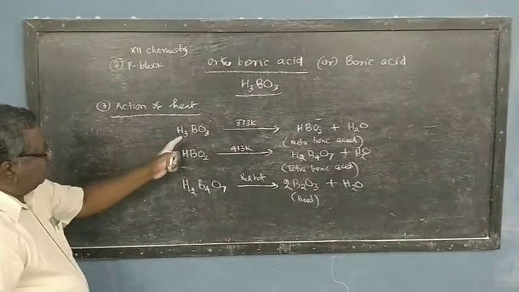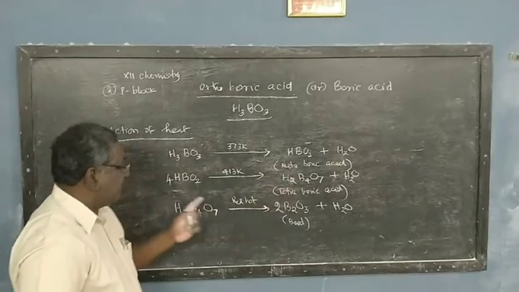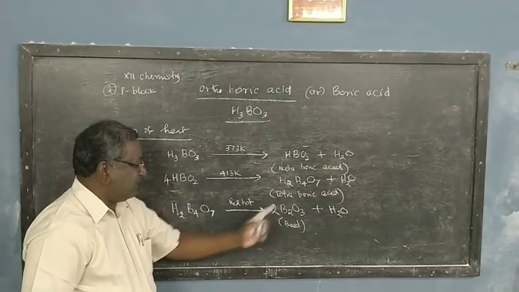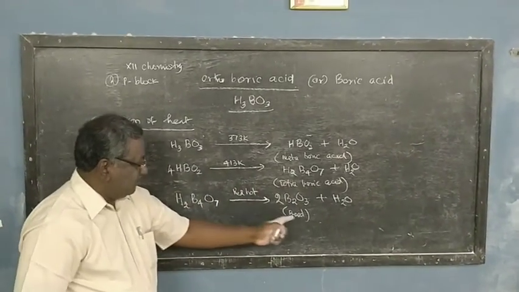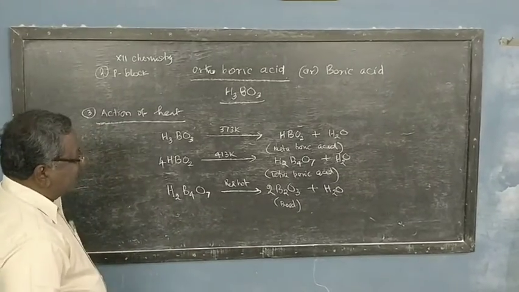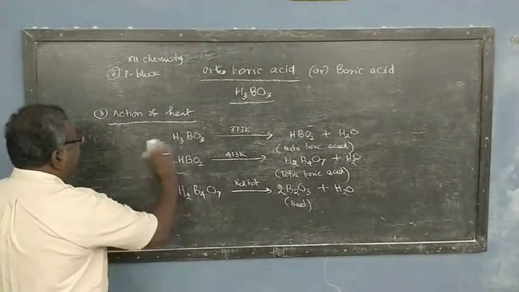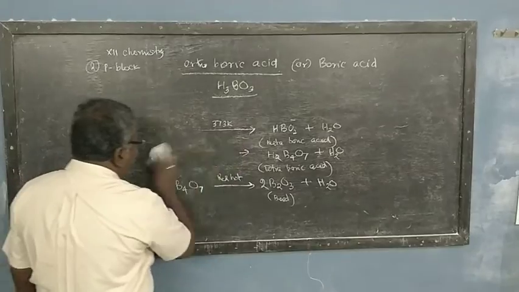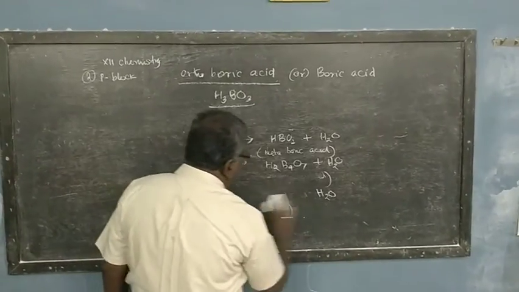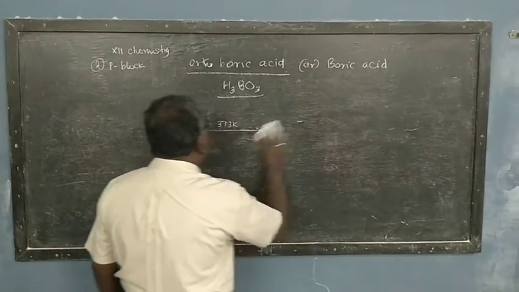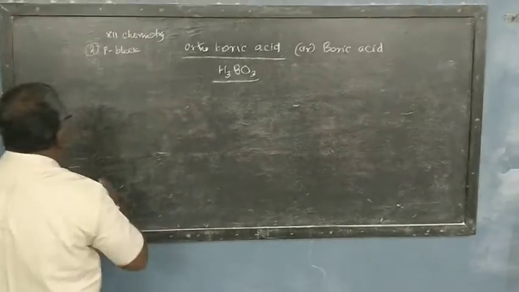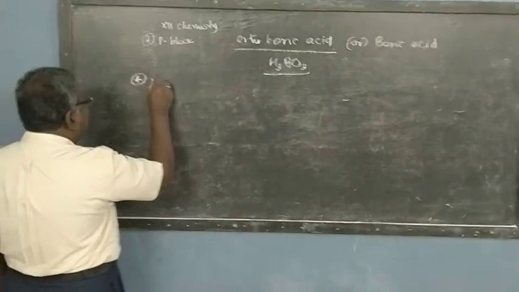So first boric acid becomes metaboric acid. Metaboric acid becomes tetraboric acid. Tetraboric acid will become boron trioxide or bead. This is equation number 3. And we go to the fourth chemical property, its reaction with ammonia.